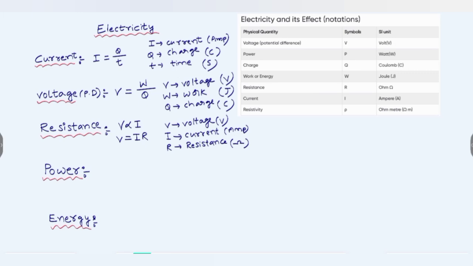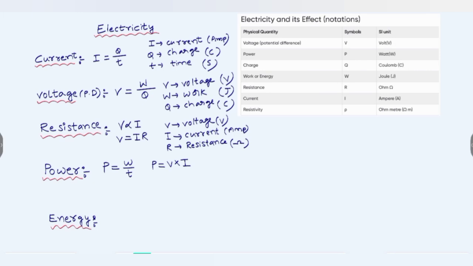Power is defined as the rate of doing work, meaning how much work you are doing in a certain time. If you do more work in less time, you have more power. If you do less work in more time, you have less power. So power is defined as work per unit time, that is work by time. Here in this topic we have power is equal to voltage into current.